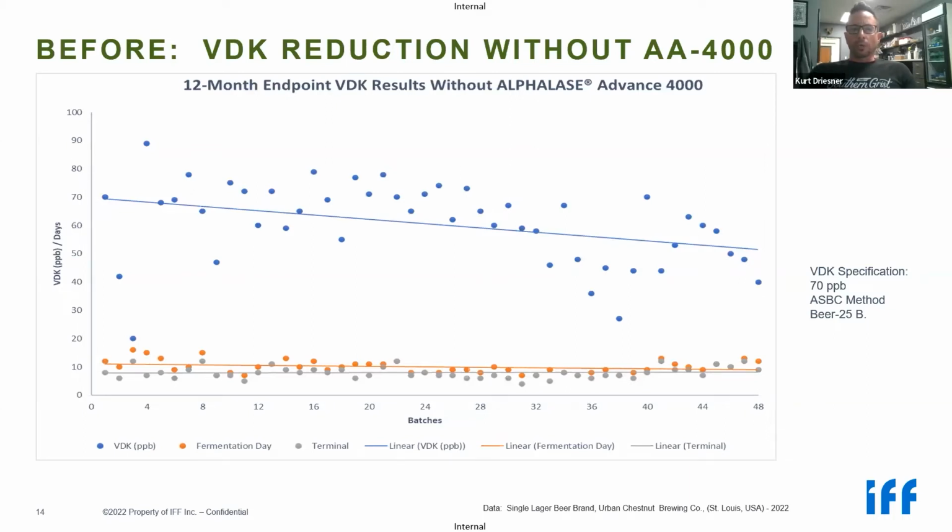Underneath, the orange dots on the axis indicate the day of fermentation that data point was taken from, so that's your final VDK level. The gray dots are when the beer reached terminal gravity, when attenuation ceased. In this case, this is a non-dry-hopped beer, so that makes those 3 data points the most important when talking about VDK reduction. So this is without any use of any enzyme.